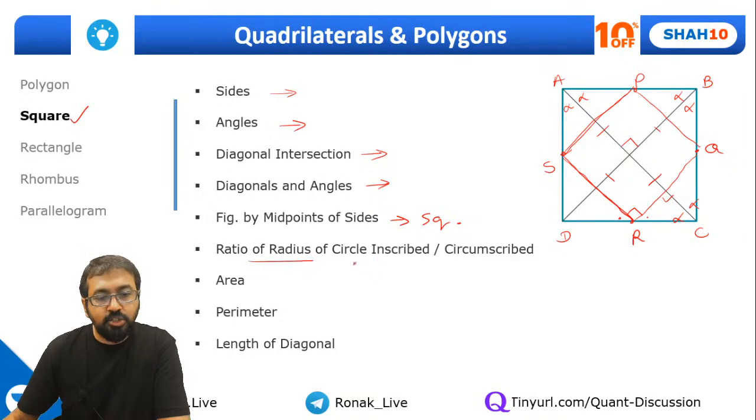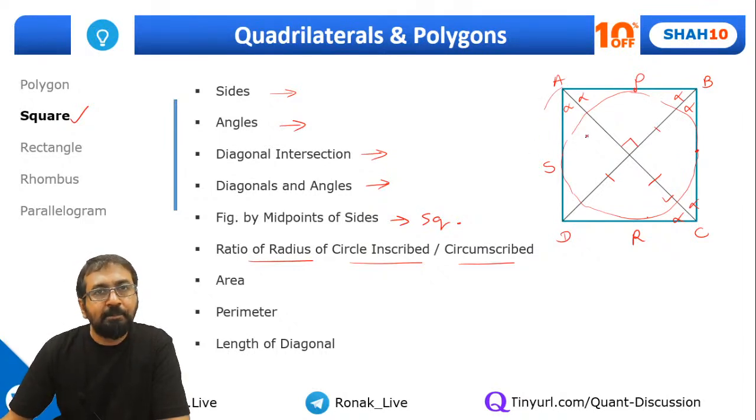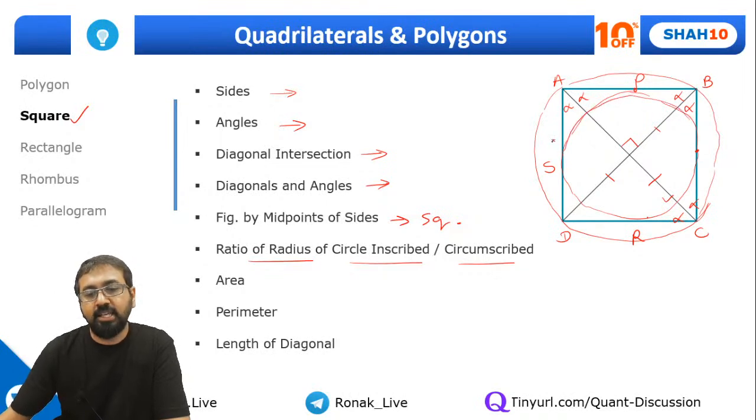Then the ratio of the radius of the inscribed circle and the circumscribed circle. This is what we need to understand. If I draw a circle inside the square and then a circle circumscribing the square, what will be this ratio? Can you quickly calculate this ratio, guys? If you want, you can take the side of the square as a units. Then in terms of a, what will be the radius of the inner circle and the outer circle?